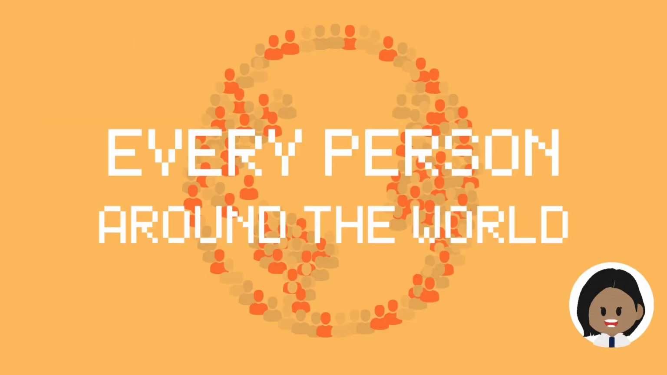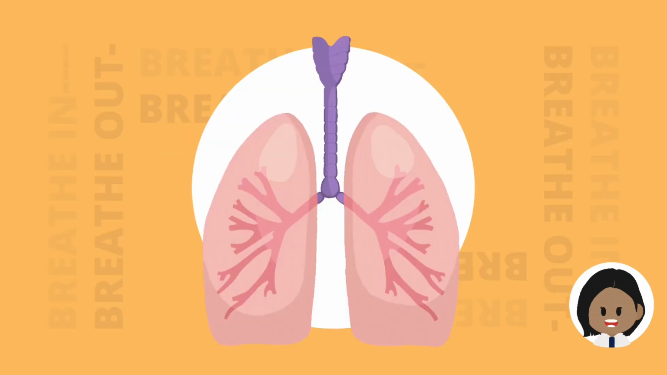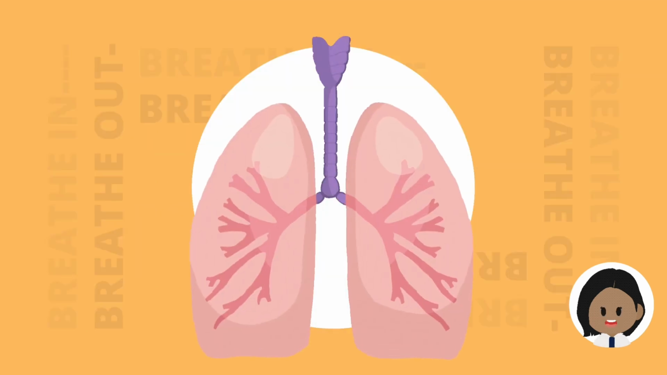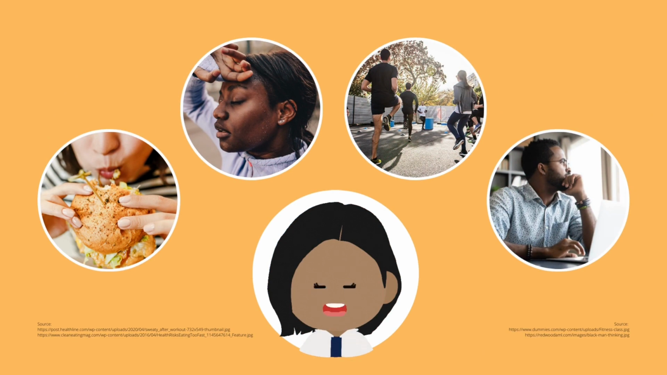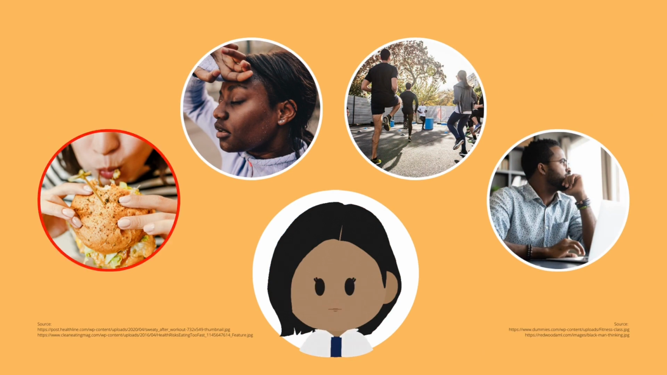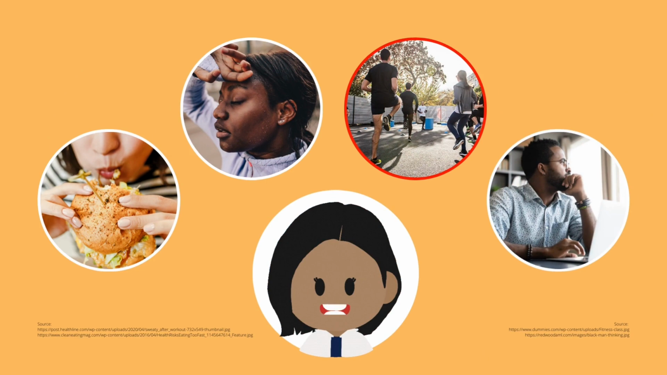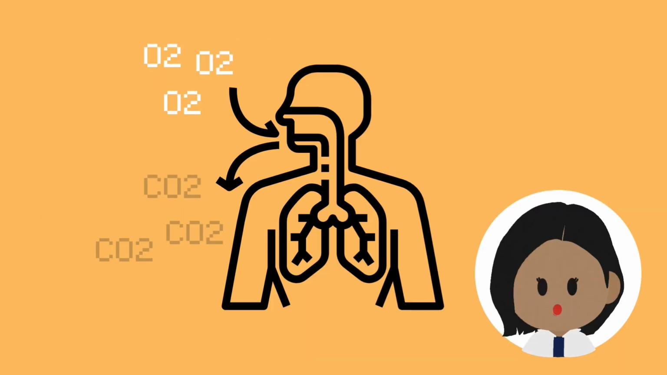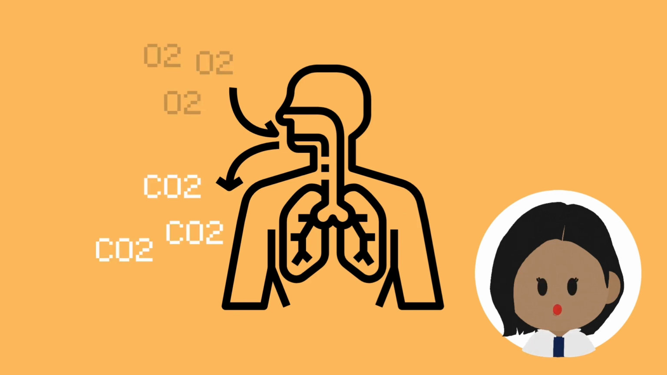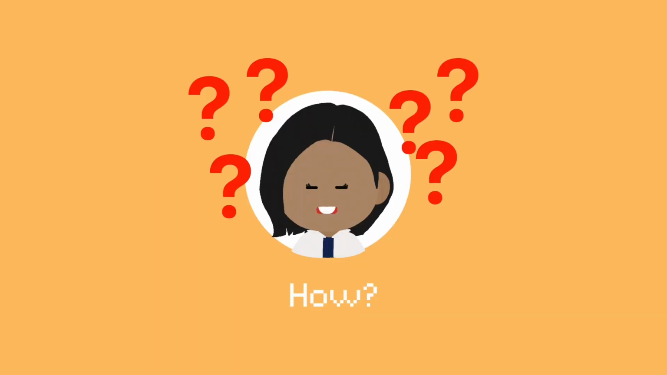Every person around the world breathes the air we breathe, breathing in and breathing out. But why exactly do we breathe? According to Asthma Lung UK, everyday functions such as digesting food, perspiring sweat, exercising, and even thinking require oxygen to function. As we breathe in oxygen, we also release a gas called carbon dioxide, a waste product of our body after breathing. Now that we know why we breathe, we ask how.